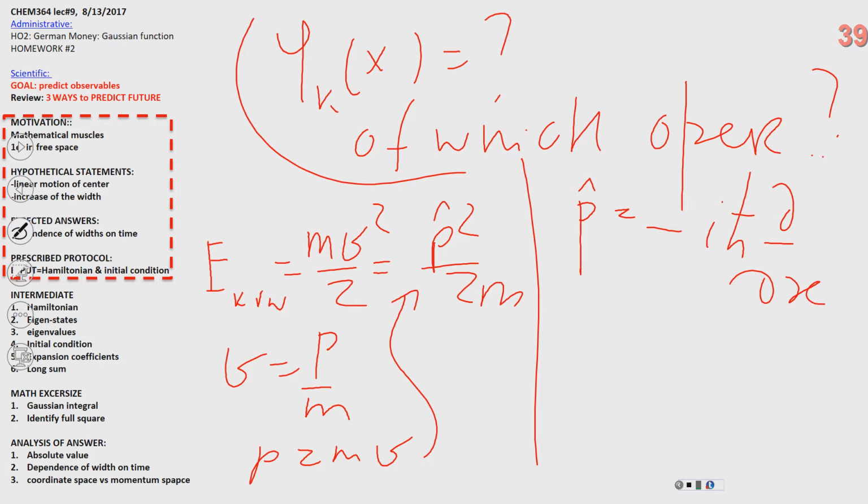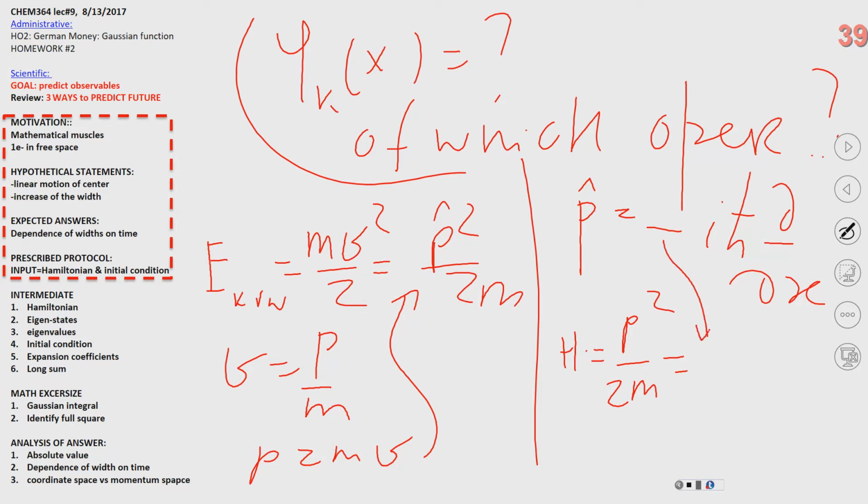So how do we form p squared over 2m? It's just taking this operator and squaring it. So i times i will be minus 1. Minus 1 times minus 1 will be 1. So just plus.